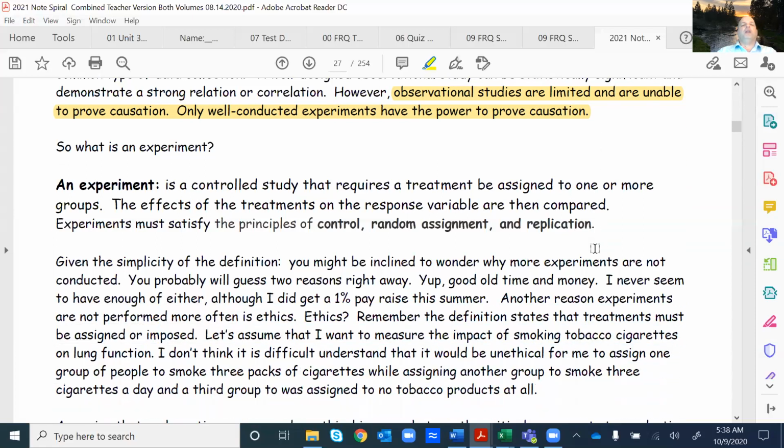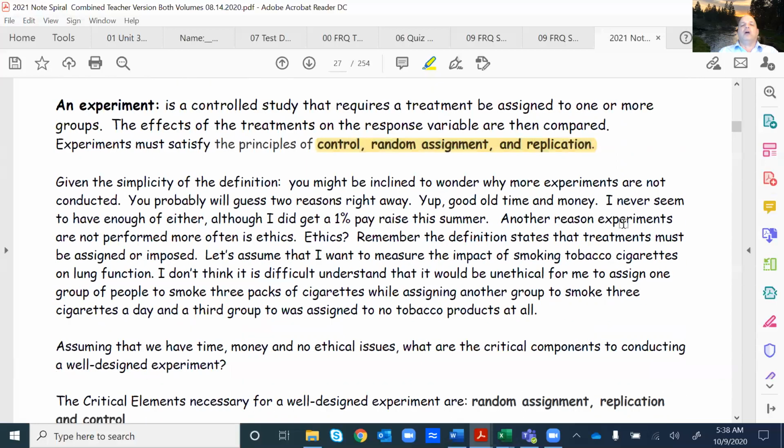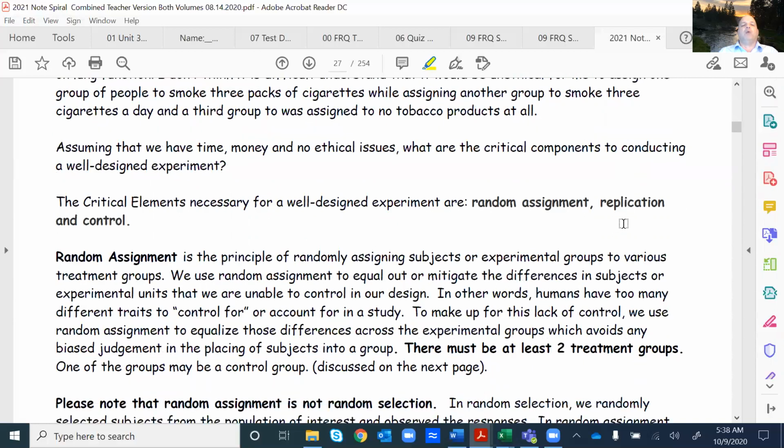So an experiment is a controlled study that requires treatment be assigned to one or more groups. We always have to have some sort of comparison, although we can sometimes use ourselves as a comparison, and we'll talk about that sometime next week. And experiments must satisfy the idea of control, random assignment, and replication. All right, so let's talk about random assignment.